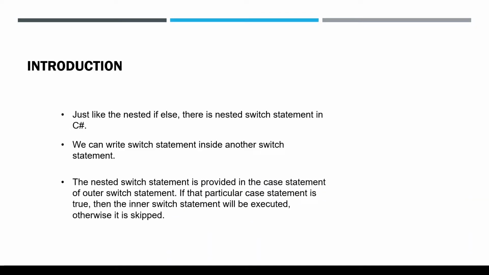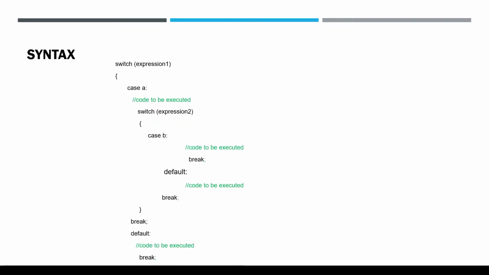The nested switch statement is provided in the case statement of the outer switch statement. If that particular case statement is true, then the inner switch statement will be executed, otherwise it will be skipped. Now, let's take a look at the syntax of the nested switch statement.